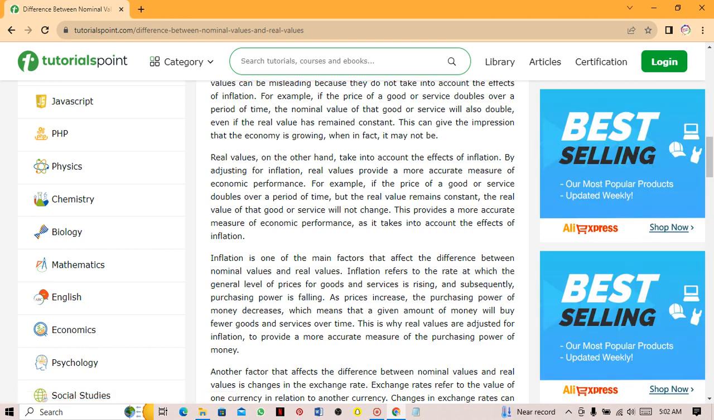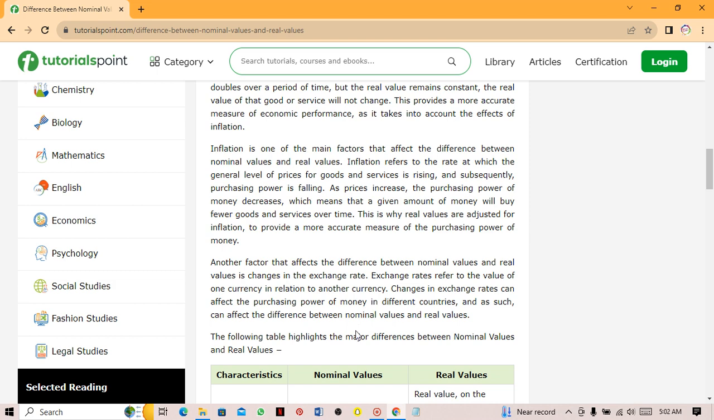Real values, on the other hand, take into account the effect of inflation by adjusting for inflation. Real values provide a more accurate measure of economic performance. For example, if the price of a good or service doubles over a period of time, but the real value remains constant, the real value of that good or service will not change. This provides a more accurate measure of economic performance as it takes into account the effect of inflation.